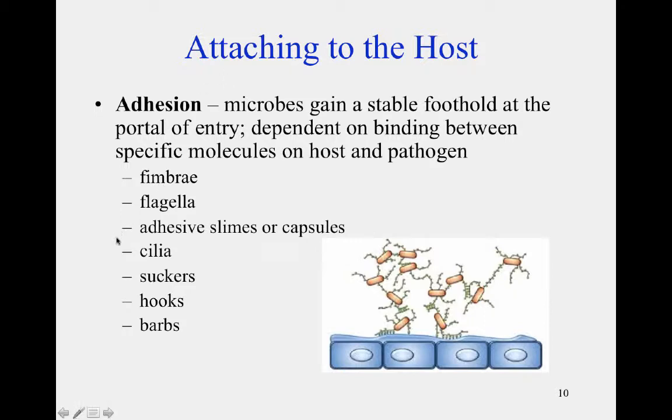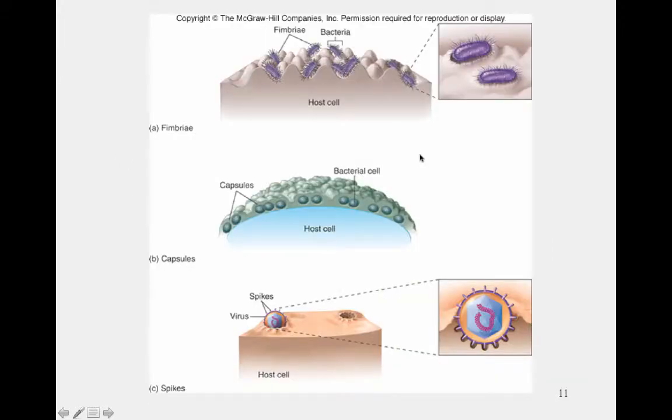of the intestinal wall. Also, flagella can be used for a mode of adhesion, or those slime layers or capsule layers. Remember, these make up that outer layer, the glycocalyx, which is a sticky layer that can be used for attachment. So during this specific stage of adhesion, the microbes are gaining a stable foothold at the portal of entry. And this is dependent upon any one of these specific molecules and how they're interacting with the host. Now, here's some examples of what I just cited here.